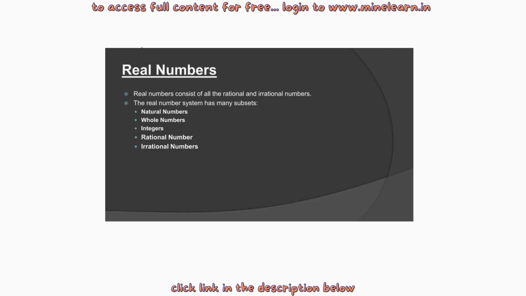Now come to rational. The numbers which can be written in the form of p by q, q is not equal to 0, p and q belong to Z and p and q are coprime. Now in rational numbers, we apply 4 conditions. The first one is p by q form. Second one is q is not equal to 0. Third one is p and q are coprimes. And the fourth one is p, q belongs to Z.